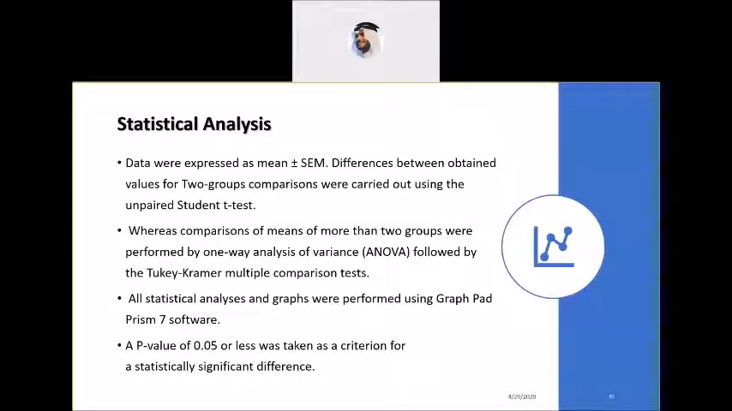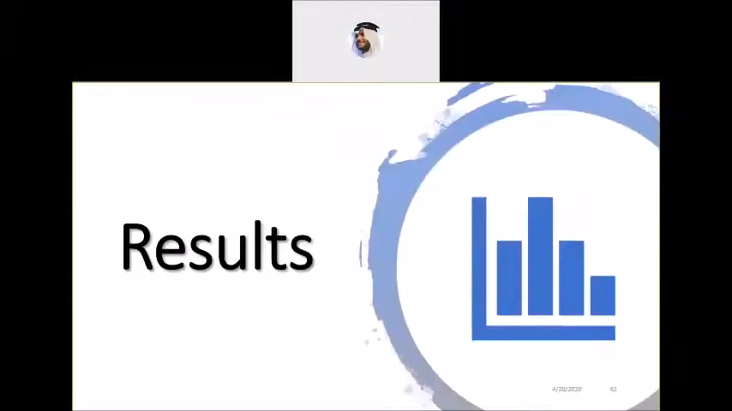Statistical analysis. Data were expressed as a mean plus or minus standard error of the mean. When we have two groups for comparison, we use an unpaired Student's t-test, and when we have more than two groups, we use one-way analysis of variance followed by Tukey-Kramer. A p-value of 0.05 or less was taken as the criterion for statistically significant difference.